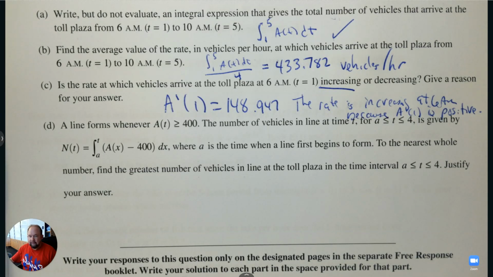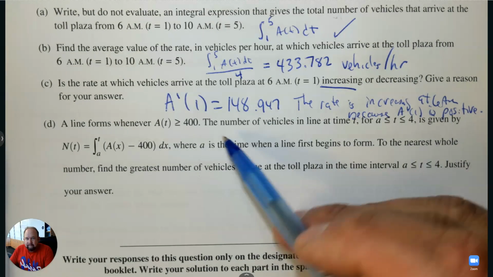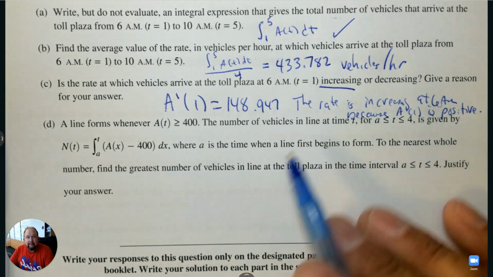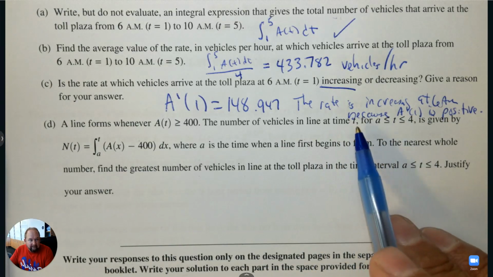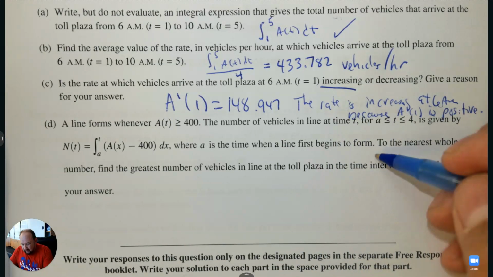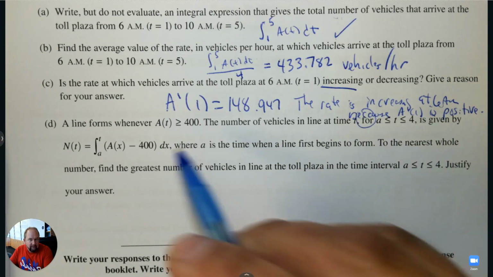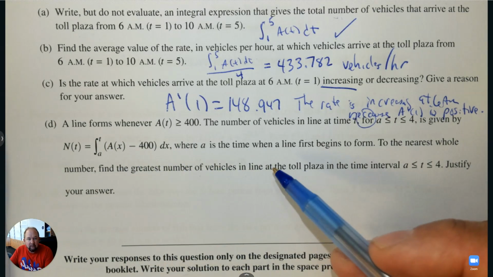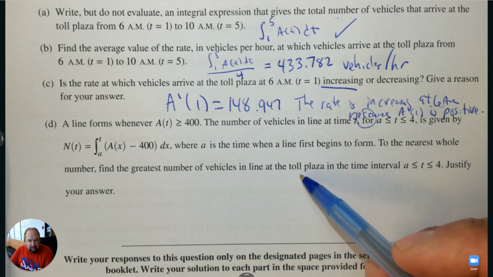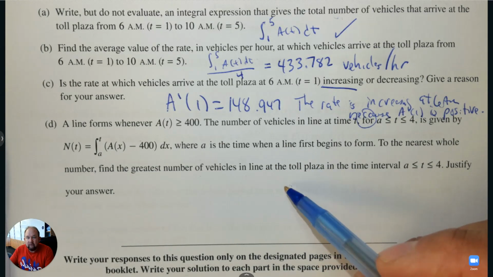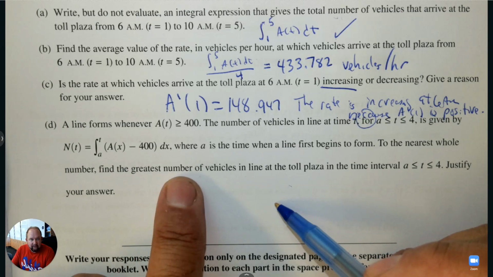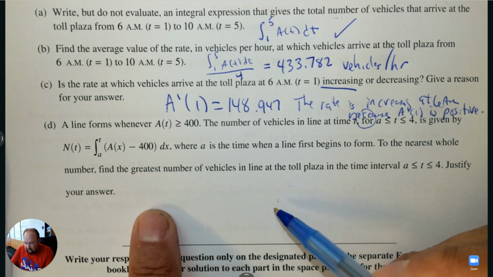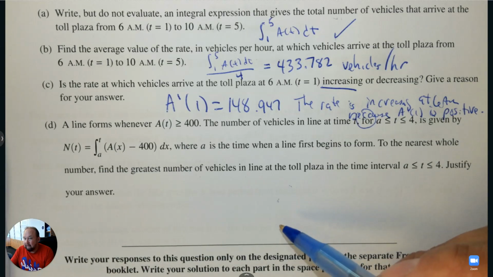A line forms whenever that rate is greater than 400. The number of vehicles in a line at time t from A, which we don't know, to 4 is given by this equation, where A is the time when a line first begins to form. To the nearest whole number, find the greatest number of vehicles in line at the toll plaza in that interval from A to 4. So this is going to be a table of values question.